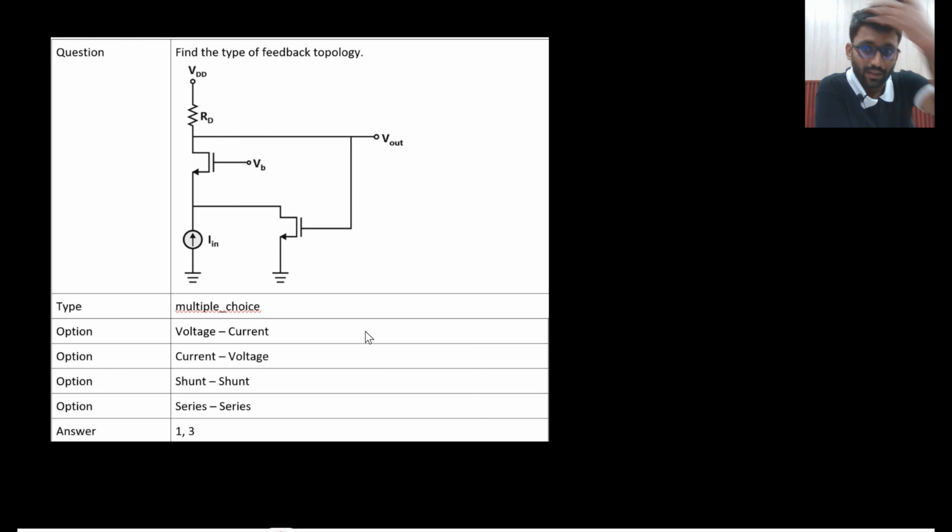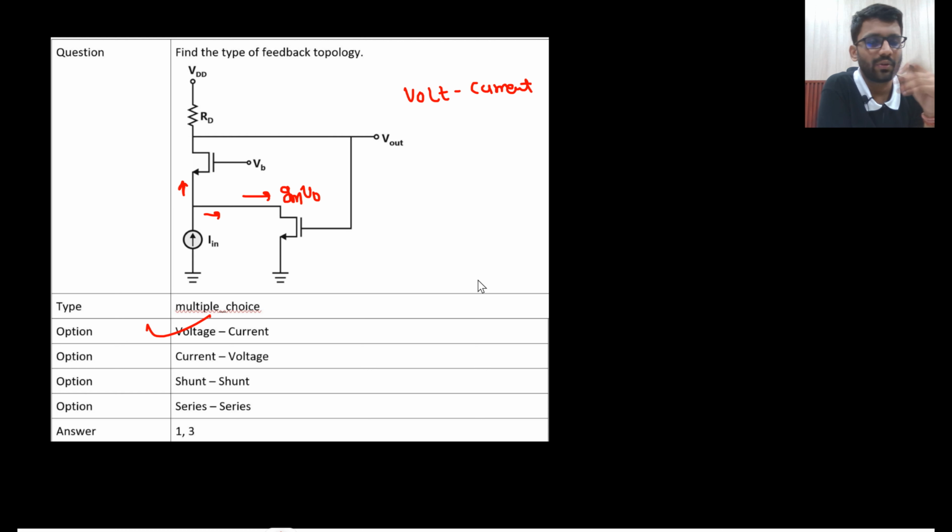What kind of sampling, what kind of feedback topology is there? So this is your V naught, this is your V naught. So this current would be GM V naught. So your voltage is being sampled. There is no use of I naught current, right? Your voltage is being sampled and current is being mixed. So voltage sampling and current mixing. Sampling is written first. And what could be the other name? Current is mixed in shunt, and voltage is sampled in shunt. 1 and 3 is the correct option. Okay. So if you just know the feedback topology, then you will be able to solve it very easily.